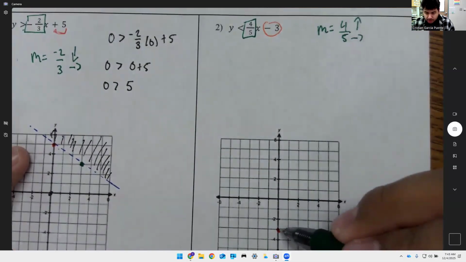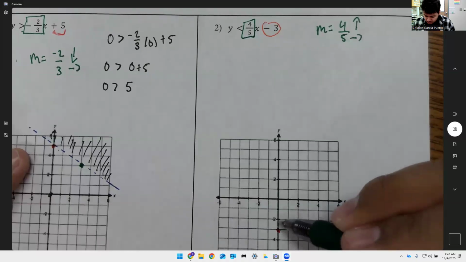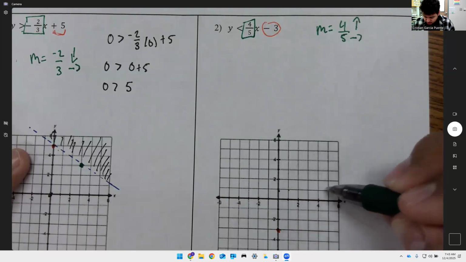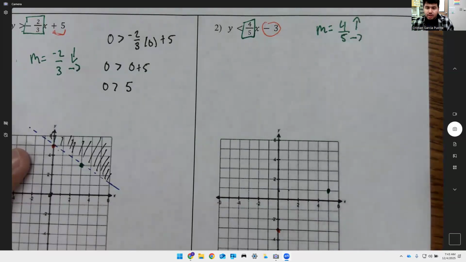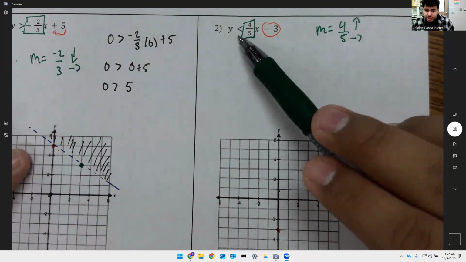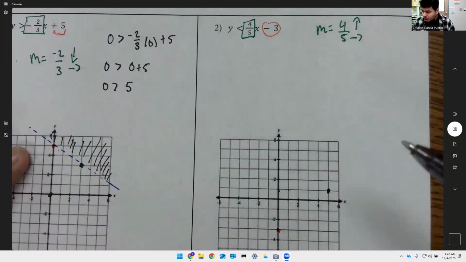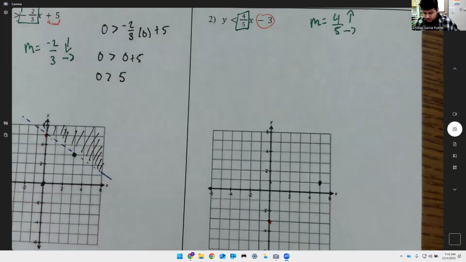So go to your negative 3 point right here. Go up 4. So 1, 2, 3, 4. And right 5. 1, 2, 3, 4, 5. And put a point. And now, since our symbol right here has no line underneath, it's going to mean that this is going to be a dotted line. So connect the 2 points as a dotted line.